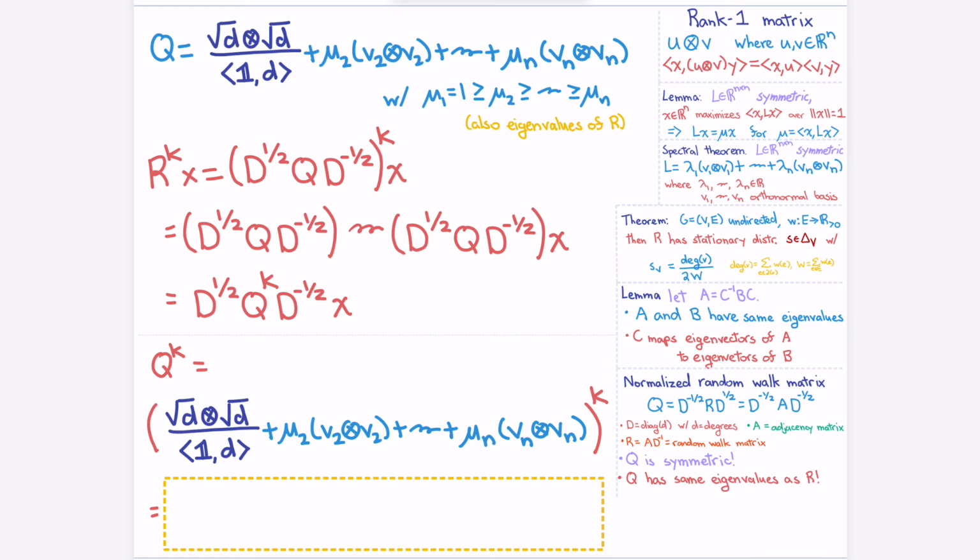But now let's look at Q to the k. We know a bit about the structure of Q. So you have all these rank 1 terms, crazy rank 1 terms, and you take them to the kth power. So they're all getting multiplied with each other like crazy. Well, what happens?